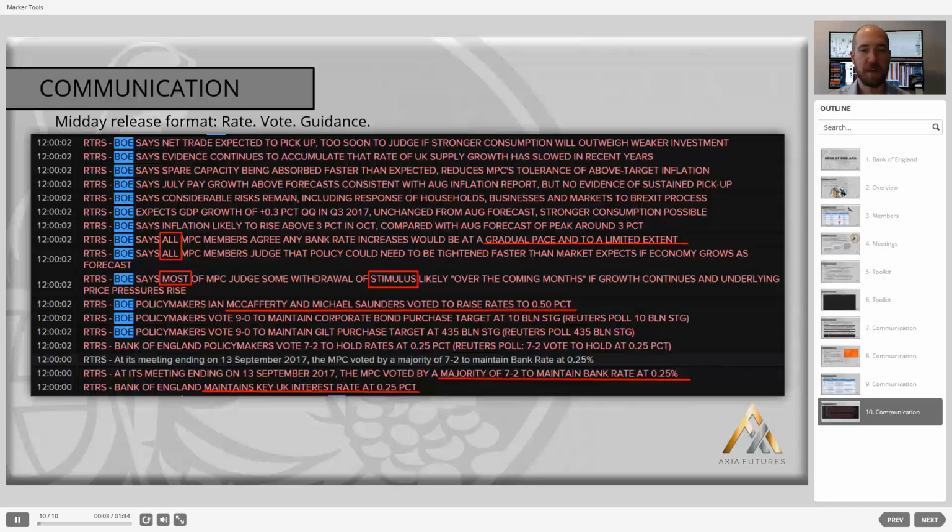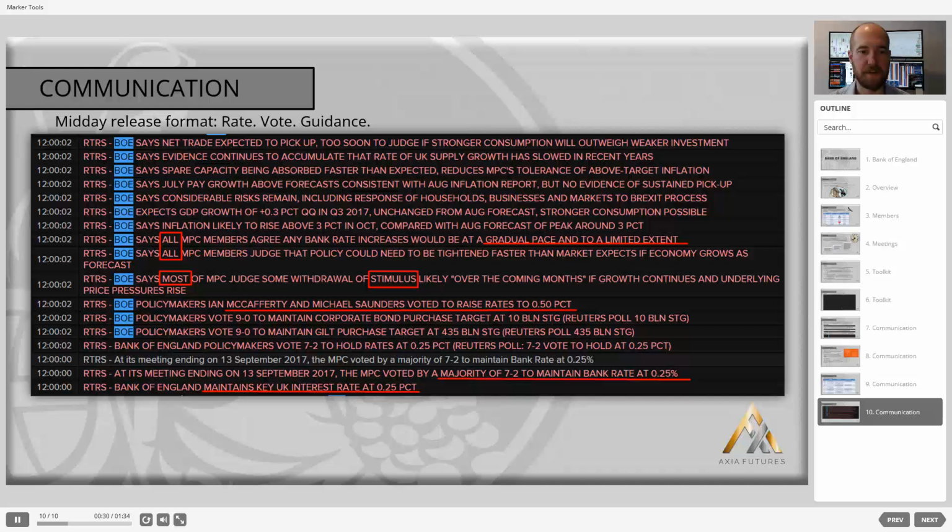Now, finally, if we go and have a look at this all brought together, so this is how the Bank of England release comes out, and this is the structure you need to follow here. Rate, vote, guidance. It always comes out in that order, and as you can see here, I've used the example from September. Stop in a moment and you'll see they maintain the rate, majority vote 7-2. So instant up towards 75.